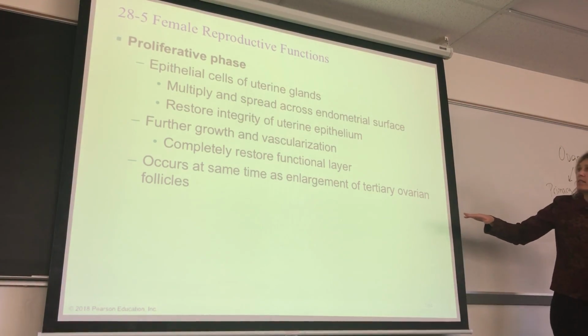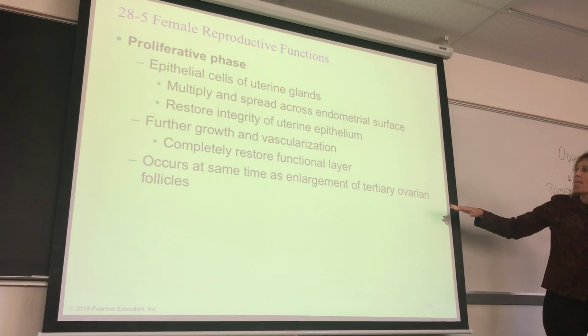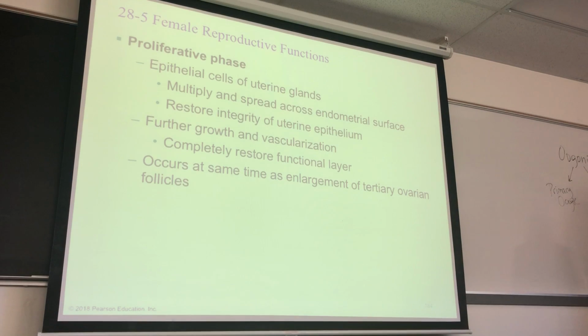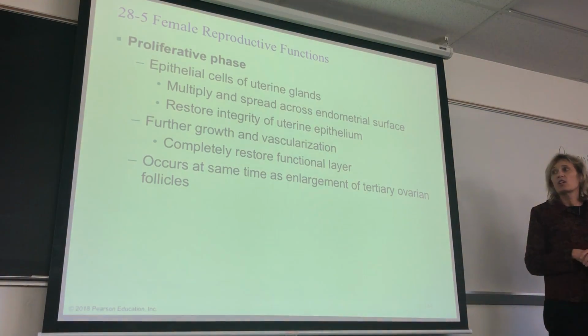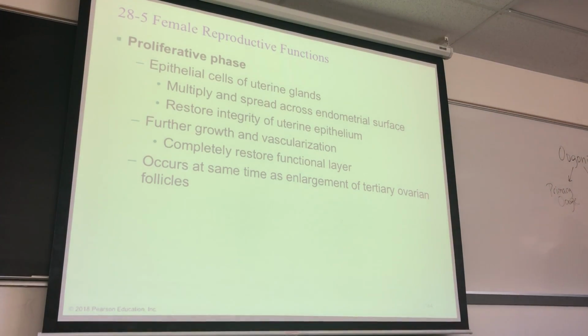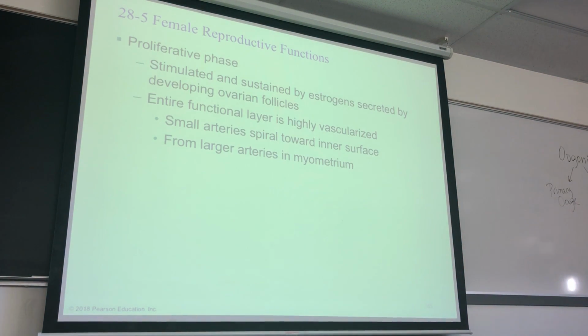Okay, it's going along at the same rate as the follicular phase in the ovary. And so at the end of the proliferative phase, the ovary will have reached the tertiary phase, where we have the tertiary ovarian follicles. So at the end of the proliferative phase, we have the tertiary follicles with the secondary oocytes.